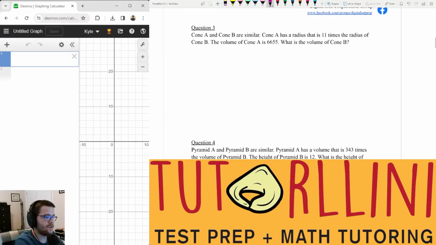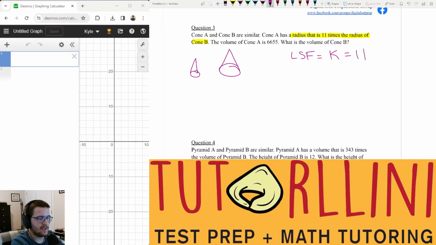Okay, cones. Let me draw 2 cones. I'll draw a little cone and then a much bigger cone. It tells me they're similar. A has a radius, that's a linear measurement, that is 11 times the radius of cone B. Okay, so that is a length scale factor, which is K, and that is 11.